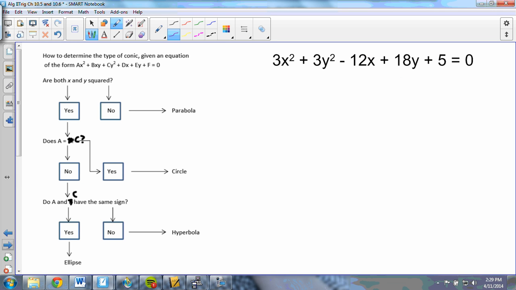And you ask yourself some questions when you start. For example, we'll do this equation over here. Are both x and y squared? Well, yes. There's a square there, and there's a square there. So that's a yes. So we go to, does a equal c? Well, my a value is 3, and my c value is 3, and that's a yes. So we know that this over here is a circle.